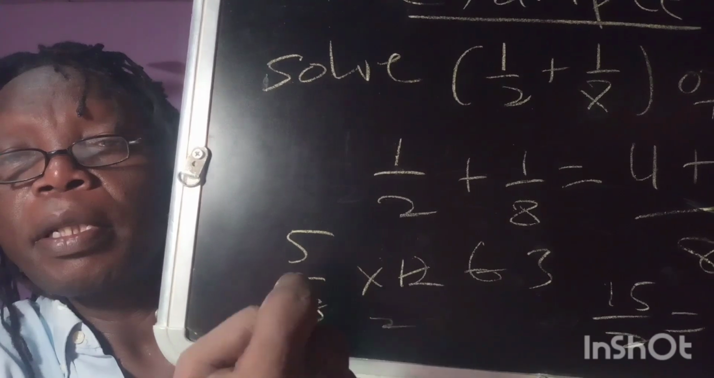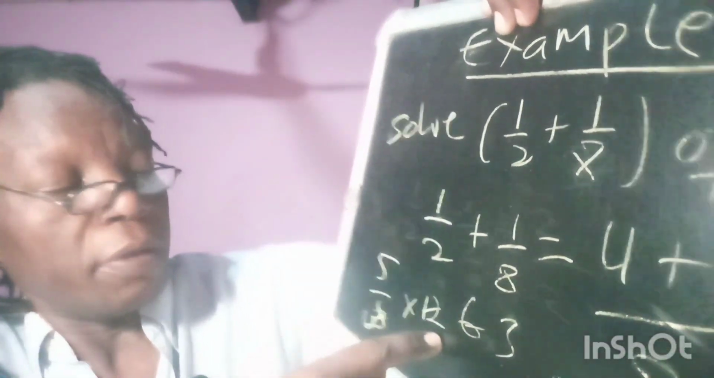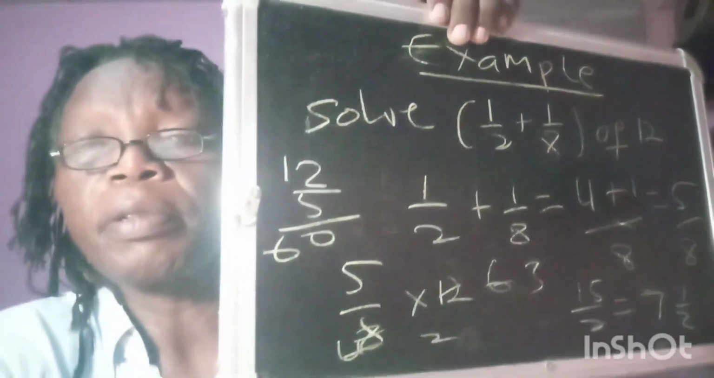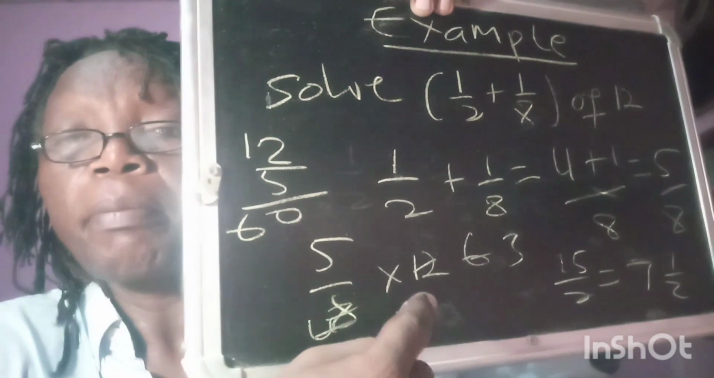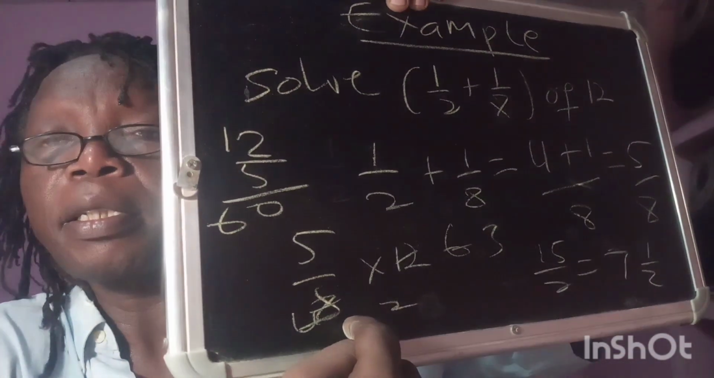Okay, let's do one thing. What is 12 times 5? 12 times 5, it will be 60. You see what I'm doing? I'm multiplying 5 times 12, I get 60, divided by 8.